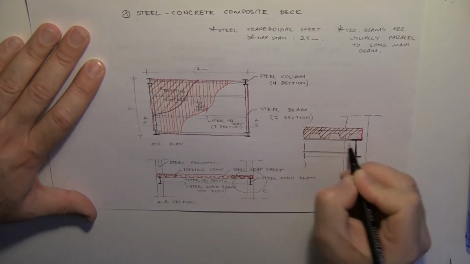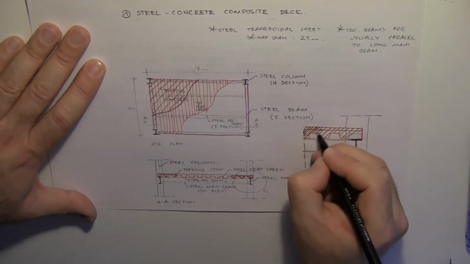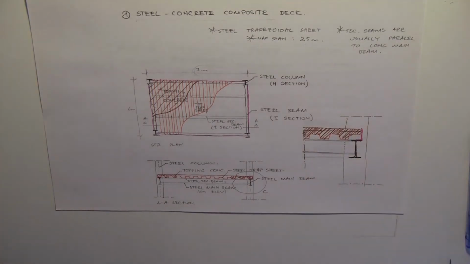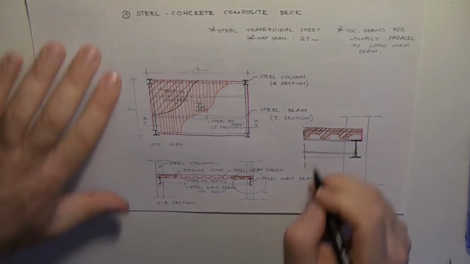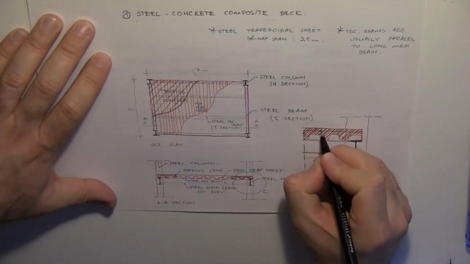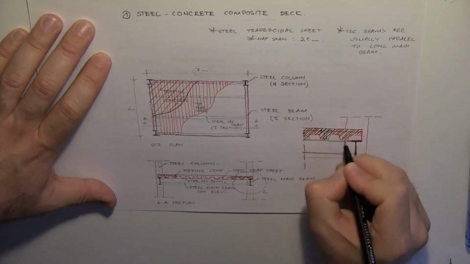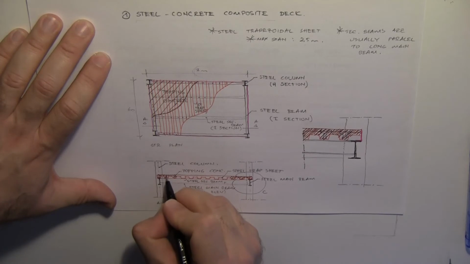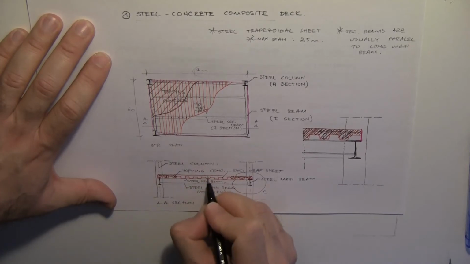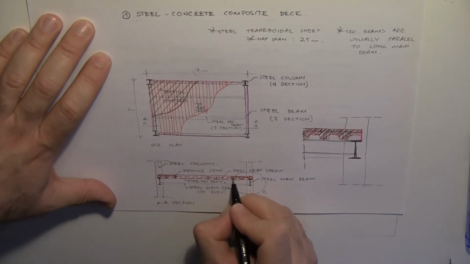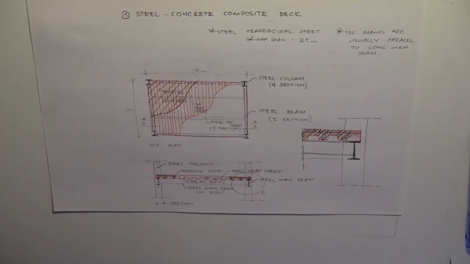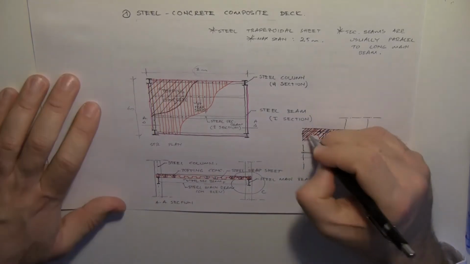I need to make it thicker, like this. That's concrete. Maybe with blue dotted lines, I can draw the shear studs here, like that. And the shear studs are here and there in this drawing. Yes, I guess we are finished with it.